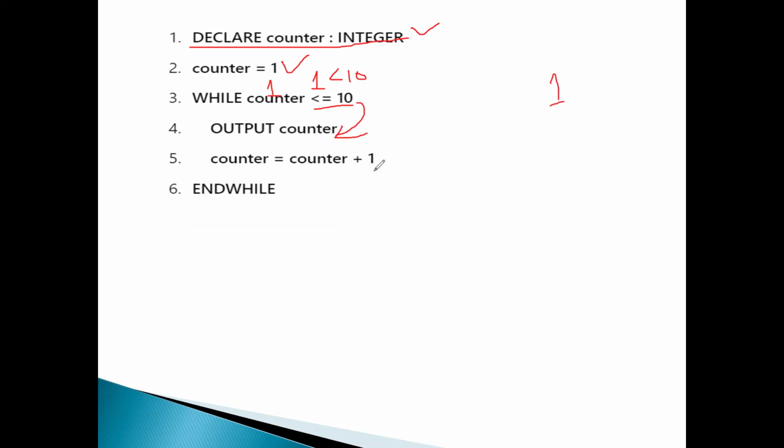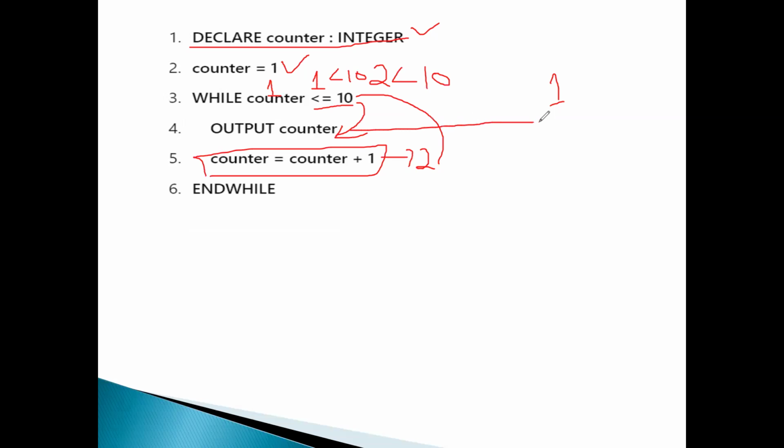Counter equal to counter plus 1. This is again a separate, different line from the for loop. In the for loop, you were writing next counter, but here you are writing counter equal to counter plus 1. So now the counter value will be 2. Control will come here. Now it will check the condition again: 2 less than 10. Is this true or false? Yes, 2 is less than 10, because your counter became 2. So it will print 2.